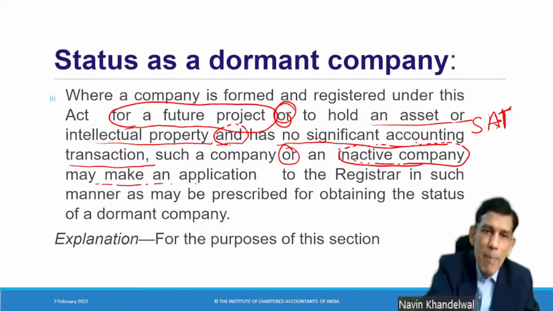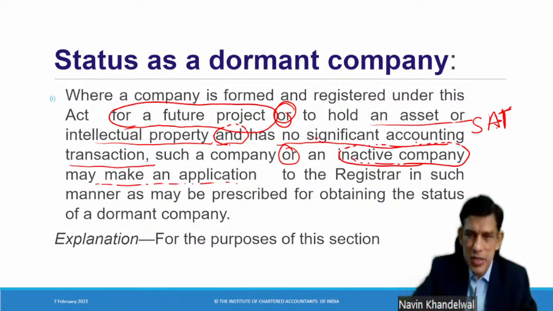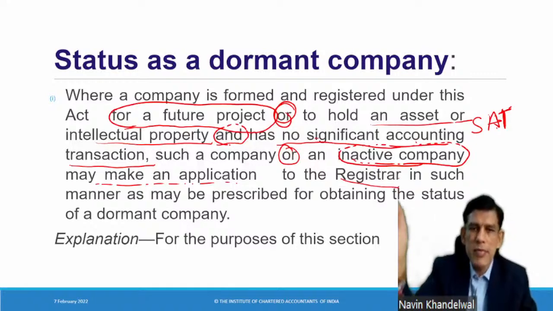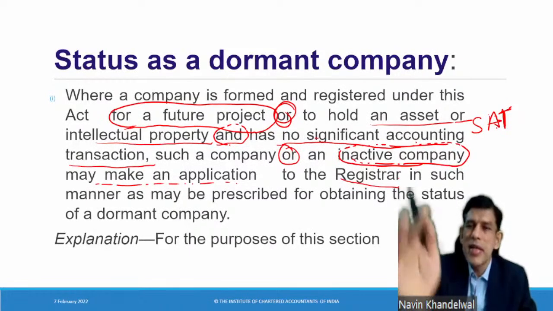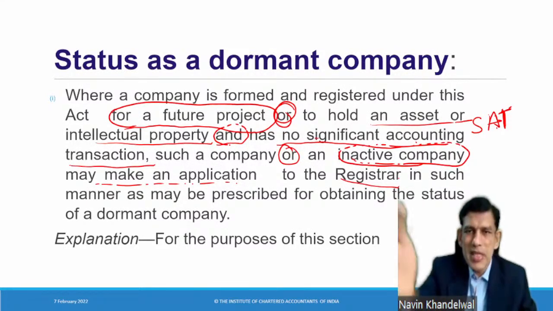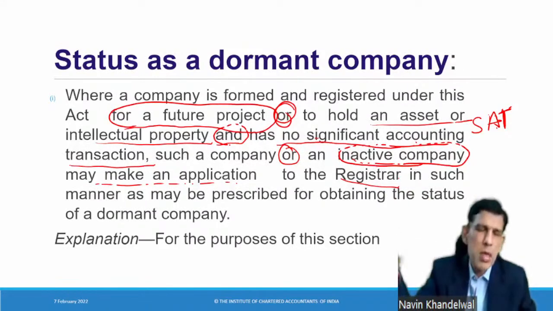Then it may make an application. The company will make an application to the ROC, registrar, in such manner as prescribed for obtaining the status of a dormant company. That means whenever the prescribed manner has been given, there are rules. So rules must have been created for dormant company status. There must have been certain forms, and those forms must have been designed, and you need to comply with the rules and regulations for the dormant company status. If any rule is relevant, we'll study it here.